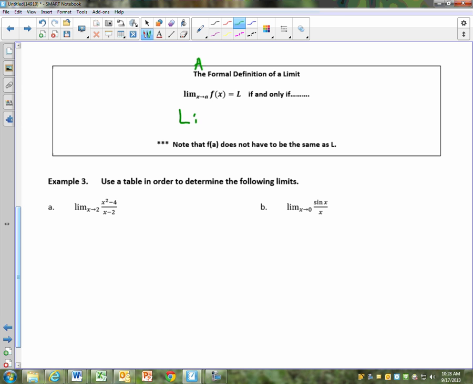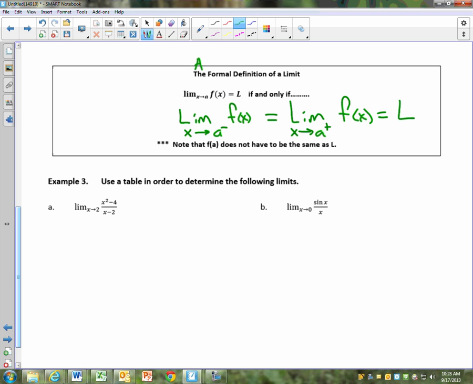The limit exists if and only if the limit as x approaches a from the left of the function is equal to the same thing, the limit as x approaches a from the positive of the function. Both are equal to the same thing. Okay? So if the approach from the left is the same as the approach from the right.